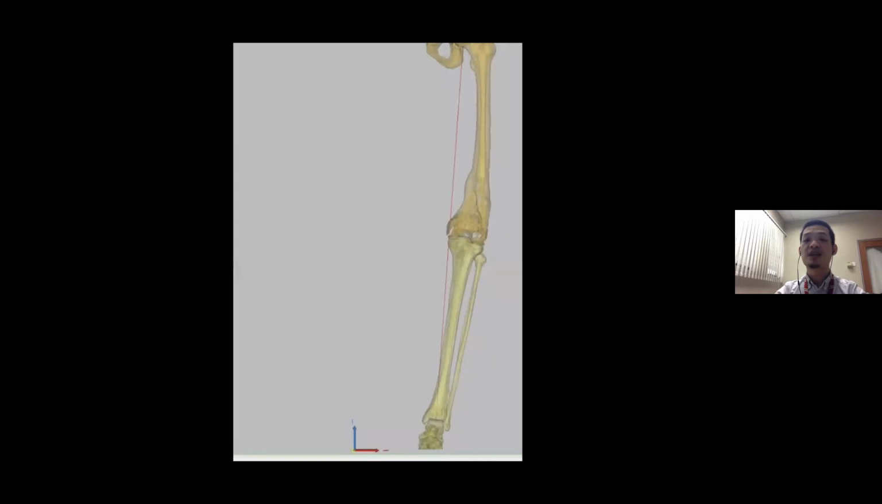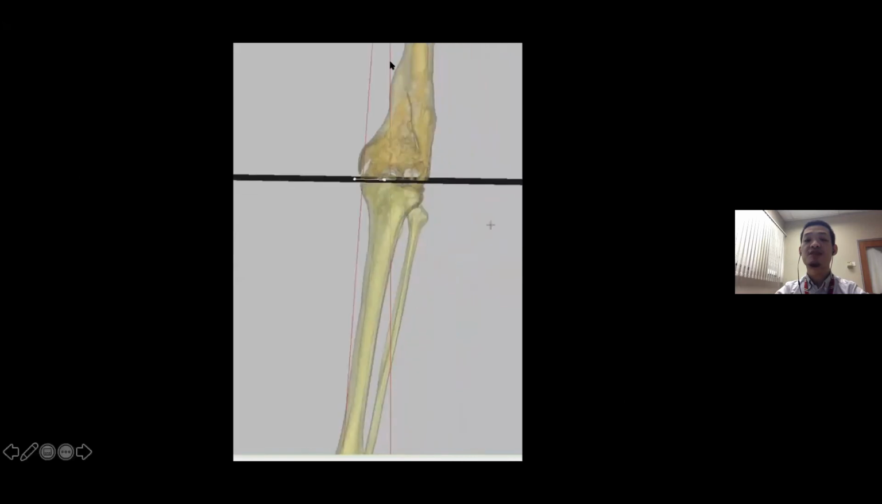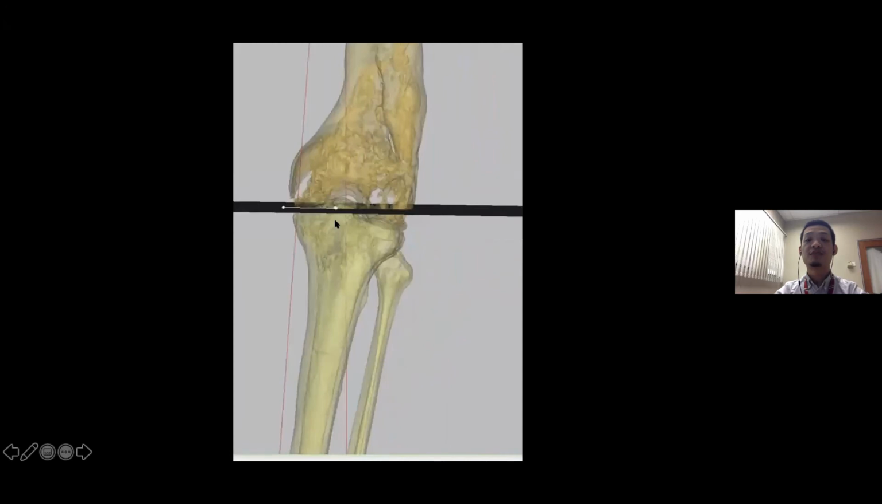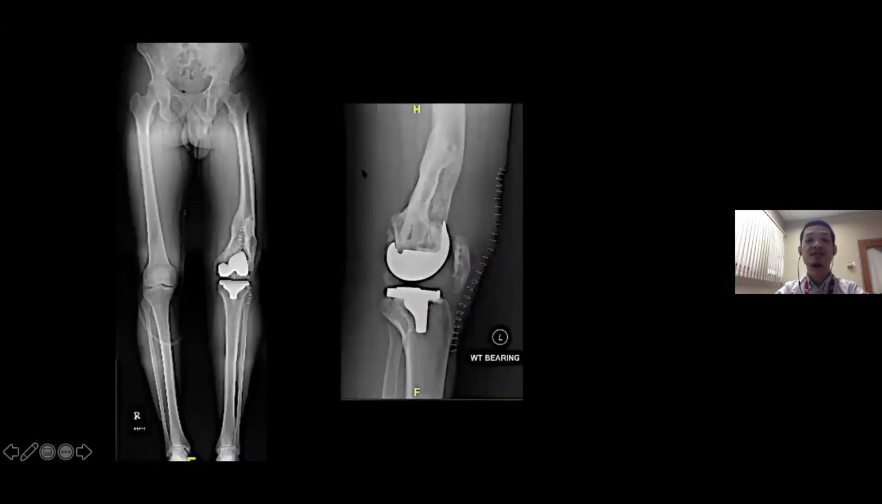So how to do the cuts? This is what we did with the plan, and basically we plan to cut straight to the line of the hip-knee angle, and this is where we plan to put the implants. And yeah, this is basically the result.